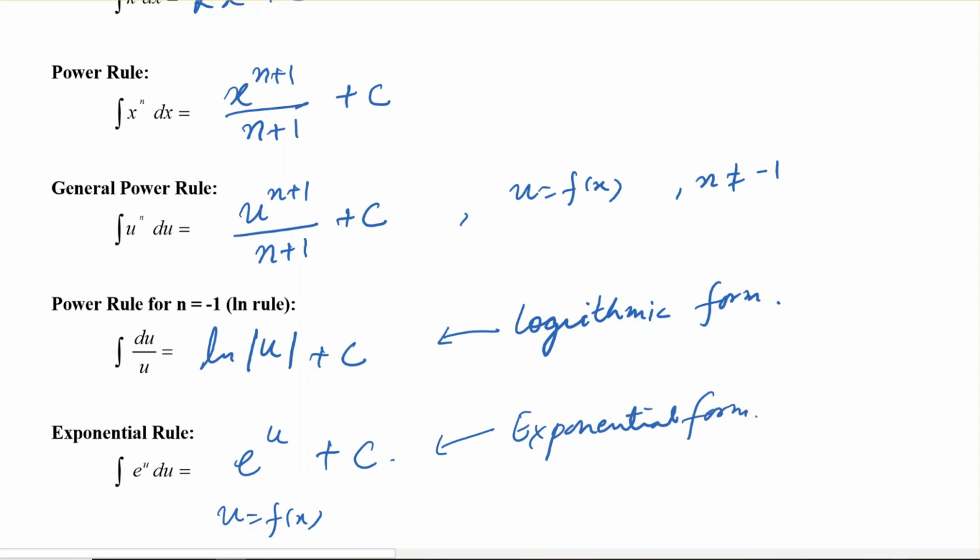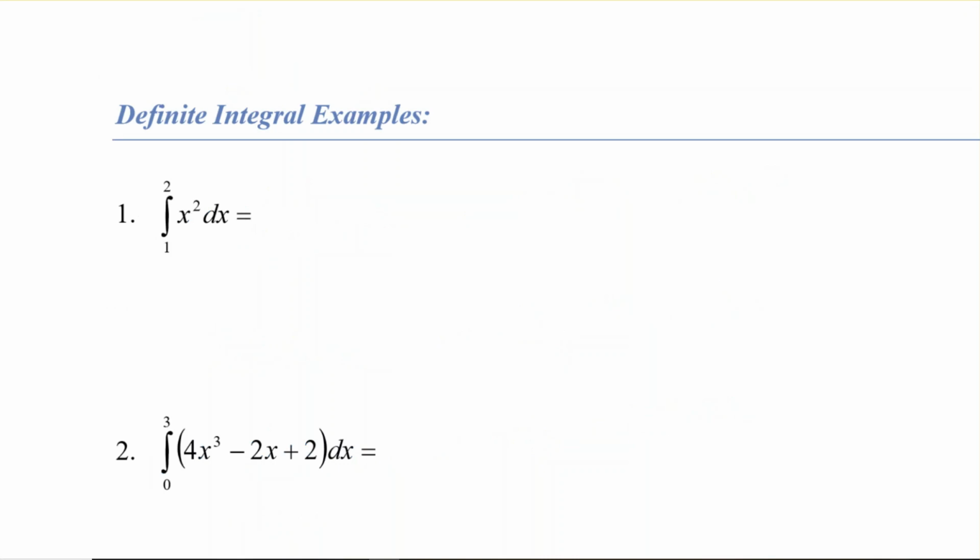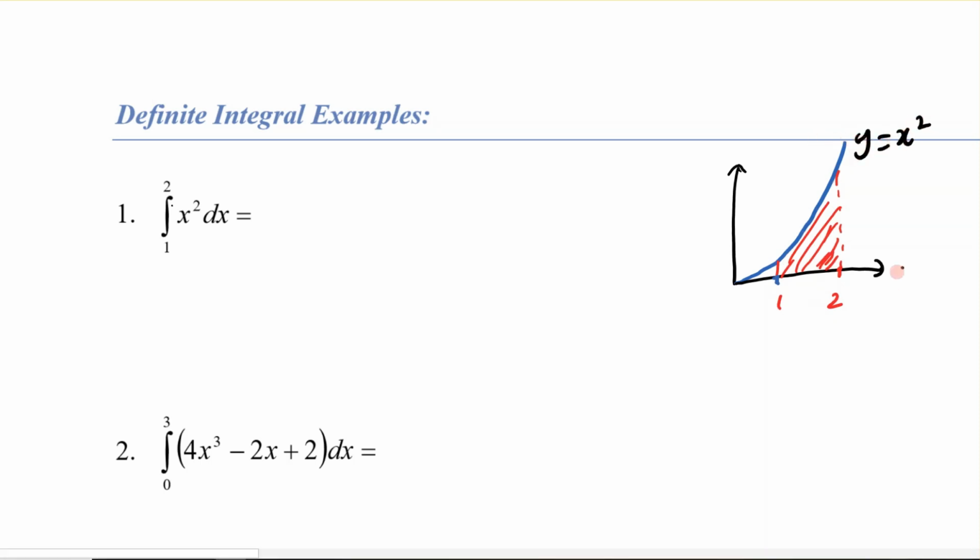So let's do some definite integral problems. Find the integral of x squared dx from 1 to 2. Basically, we have a parabola, x squared, which looks something like this, and we want to find the area under the curve from x equals 1 to x equals 2. So we are interested in this area. That is our y equals x squared.